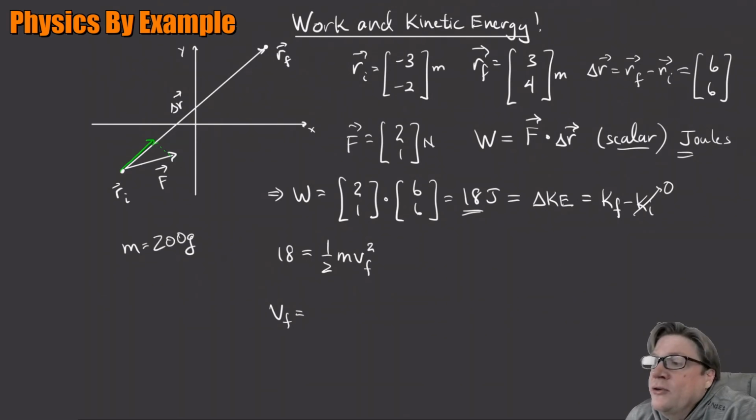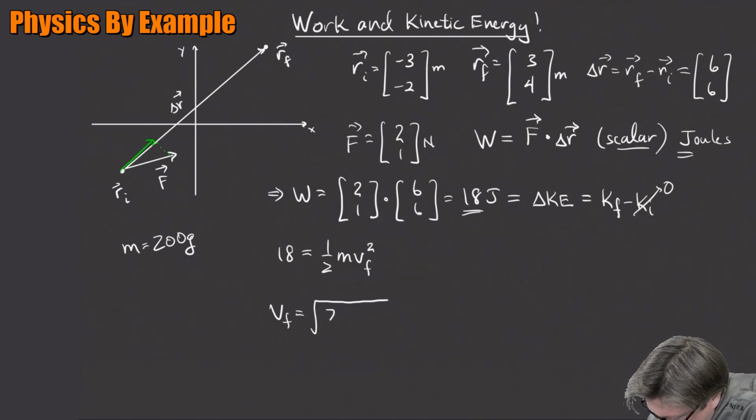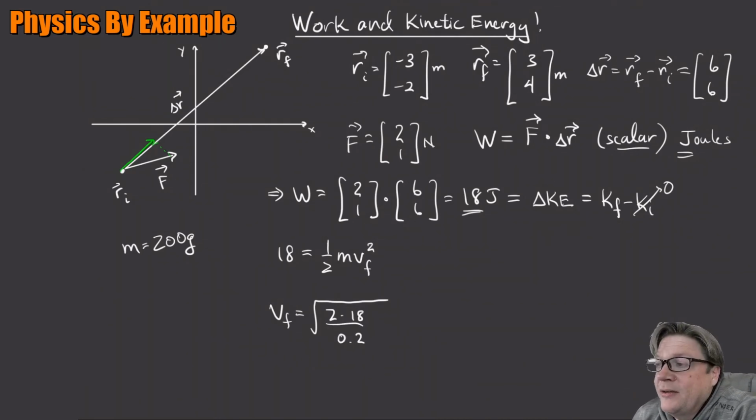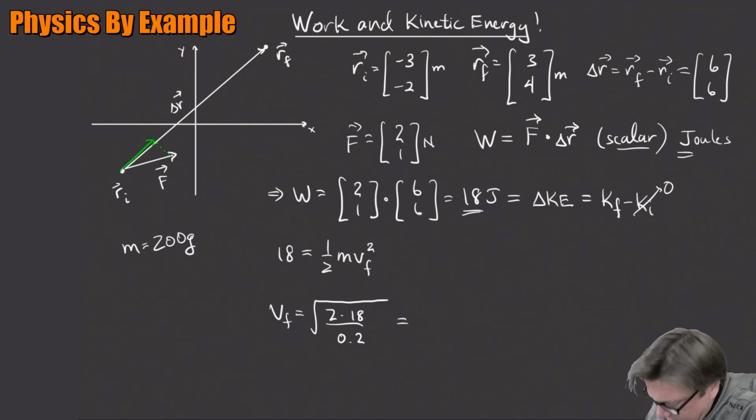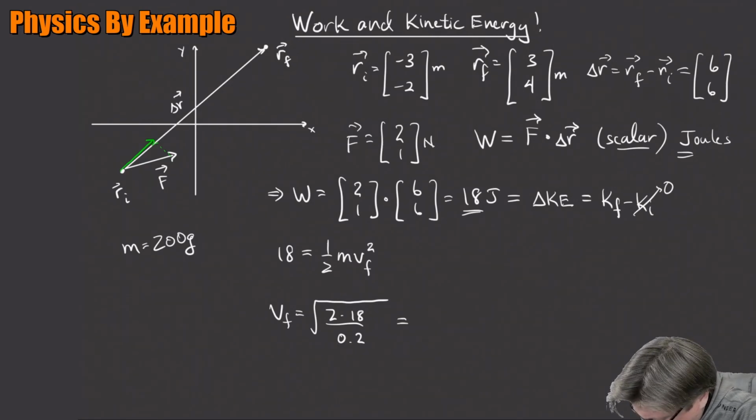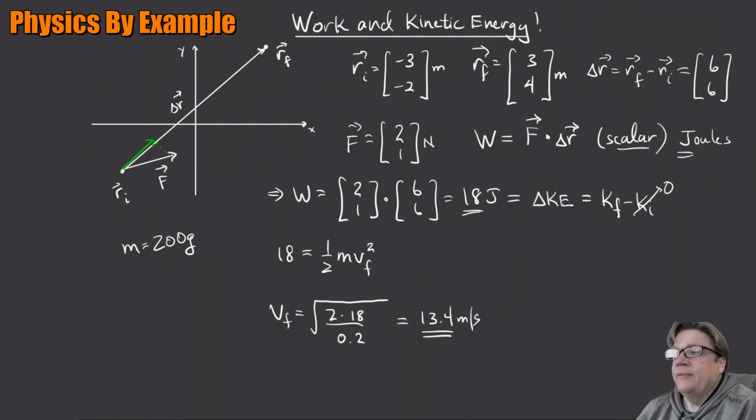Cool. So my v final is the square root of 2 times 18 over 0.2, because 200 grams is 0.2 kilograms. Everything always in kilograms, meters, seconds. And if you do this, it's the square root of 180, right? So that turns out to be like 13.4. Very nice. That's what I get at the end.